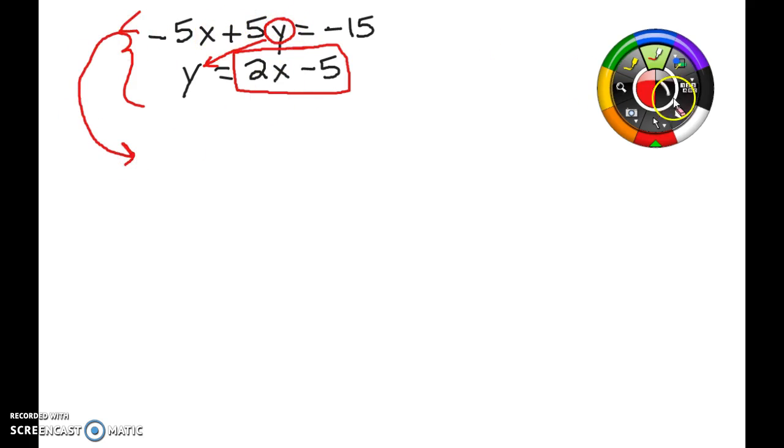So I have x's and x's. And so when I rewrite it, it's negative 5x plus 5 times y. And my y value is 2x minus 5. And so instead of writing this y, I'm going to write the substitution. And I'm just going to keep writing the equation, equals negative 15.